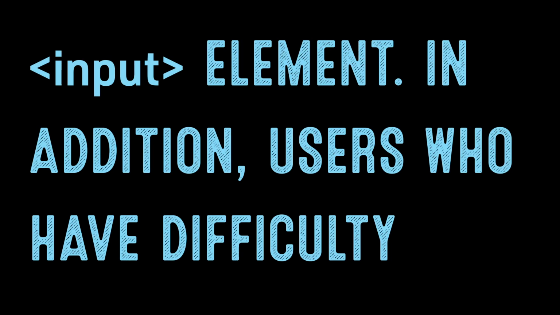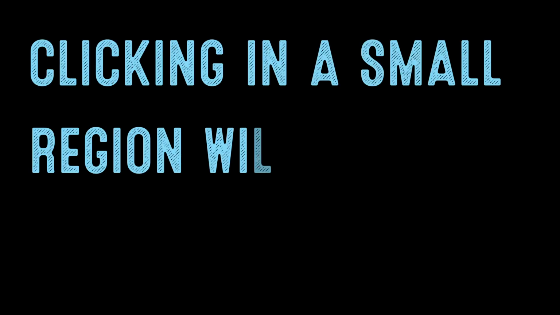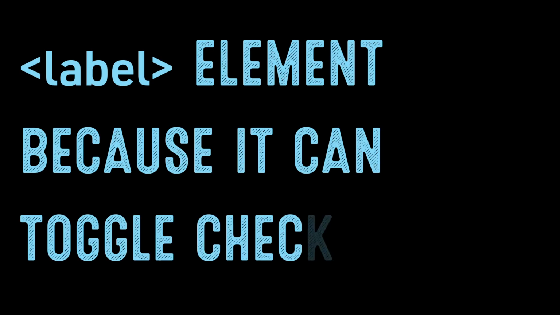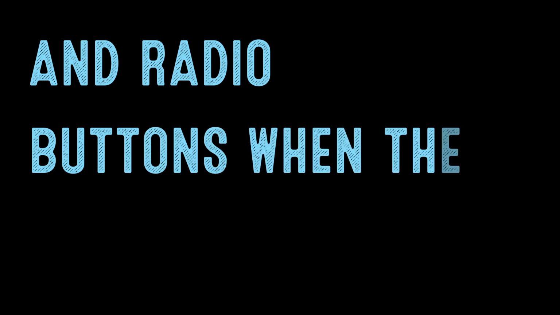In addition, users who have difficulty clicking in a small region will be assisted by the label element because it can toggle checkboxes and radio buttons when the text is clicked.